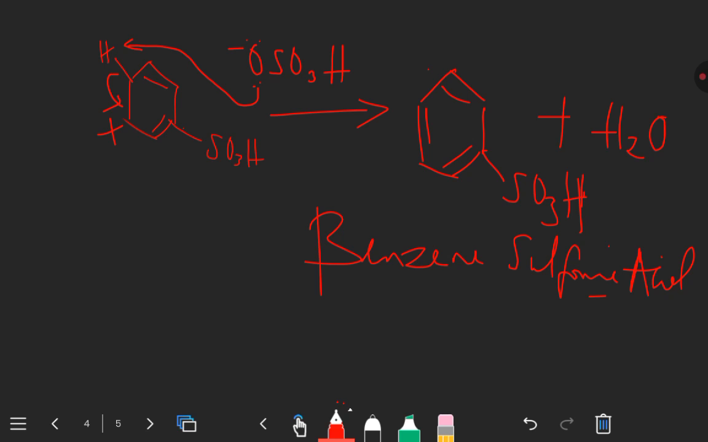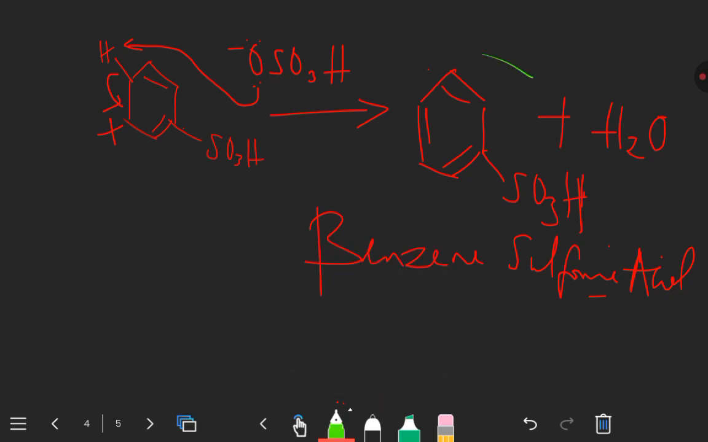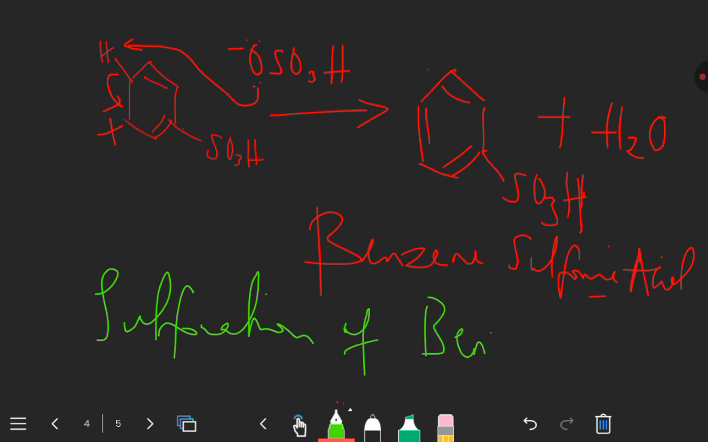Okay, so that is basically our product we are interested in. So this is how you perform the reaction, which is sulfonation of benzene.